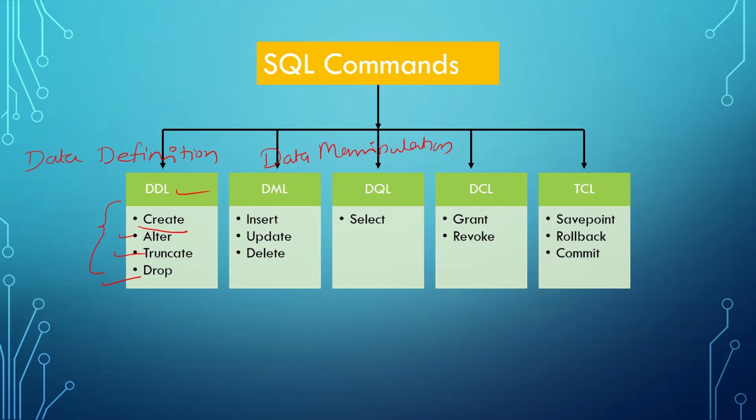And next, DML. DML means Data Manipulation Language. Insert is the first command under DML. Insert means we can insert or add data into the table. And update, we can modify the records. And delete, we can delete the records from the table. And DQL, Data Query Language. Select is the only statement. And in the case of Data Control Language, grant and revoke. Then TCL, Transaction Control Language: savepoint, rollback, and commit.